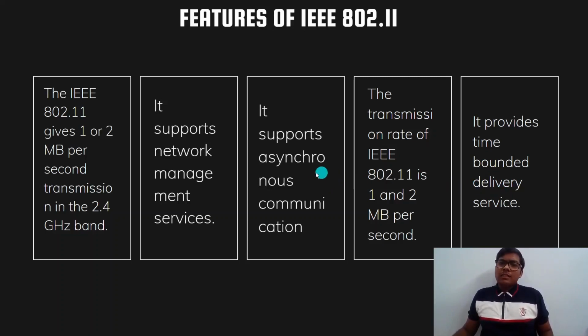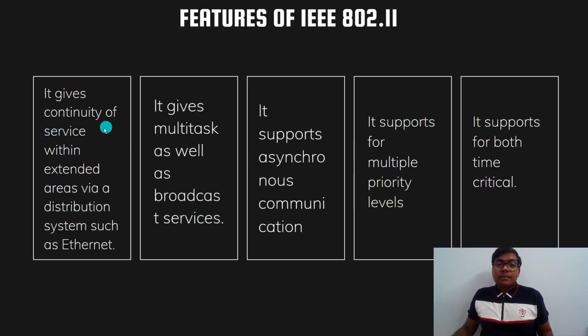Let's also discuss some of the features of IEEE 802.11. It gives 1 or 2 Mbps transmission in the 2.4 GHz band. It supports network management services. It is an asynchronous communication. The transmission rate is 1 or 2 Mbps. It provides time-bounded delivery services. It gives continuity services within extended areas via distribution systems such as Ethernet. It gives multicast as well as broadcast services. It supports asynchronous communications.